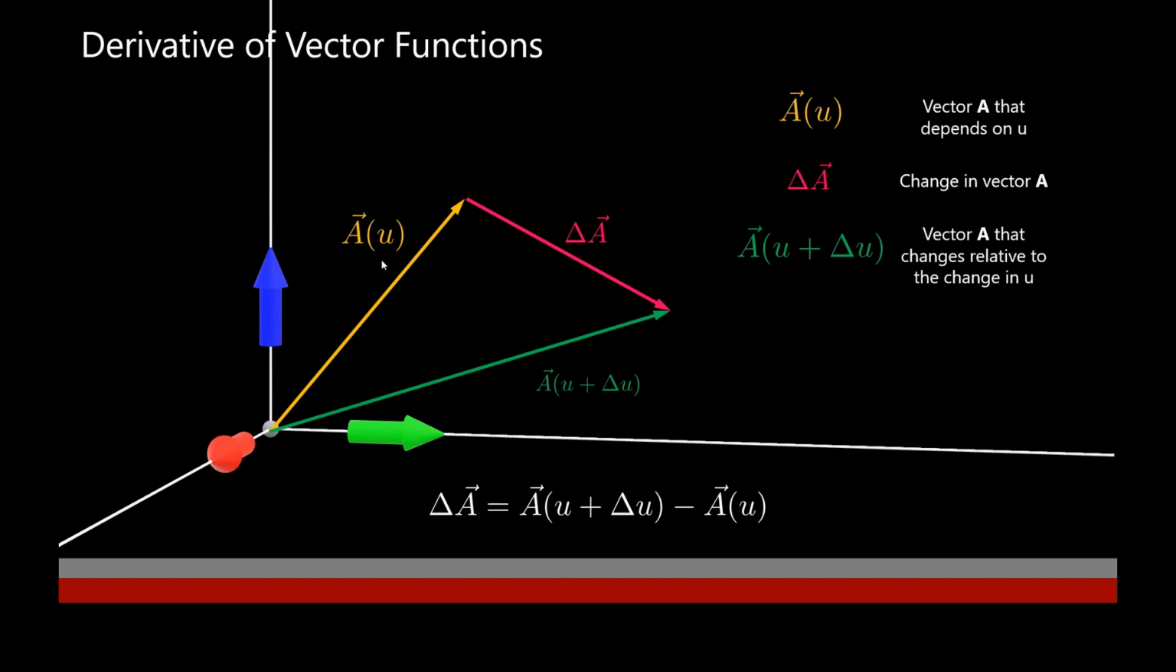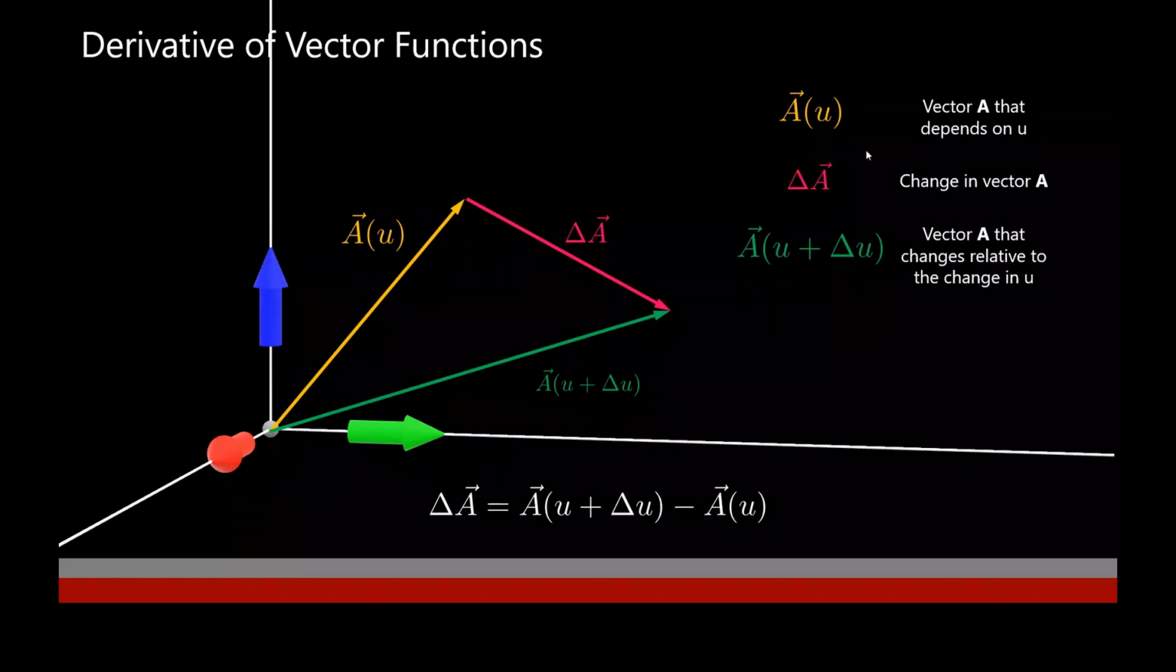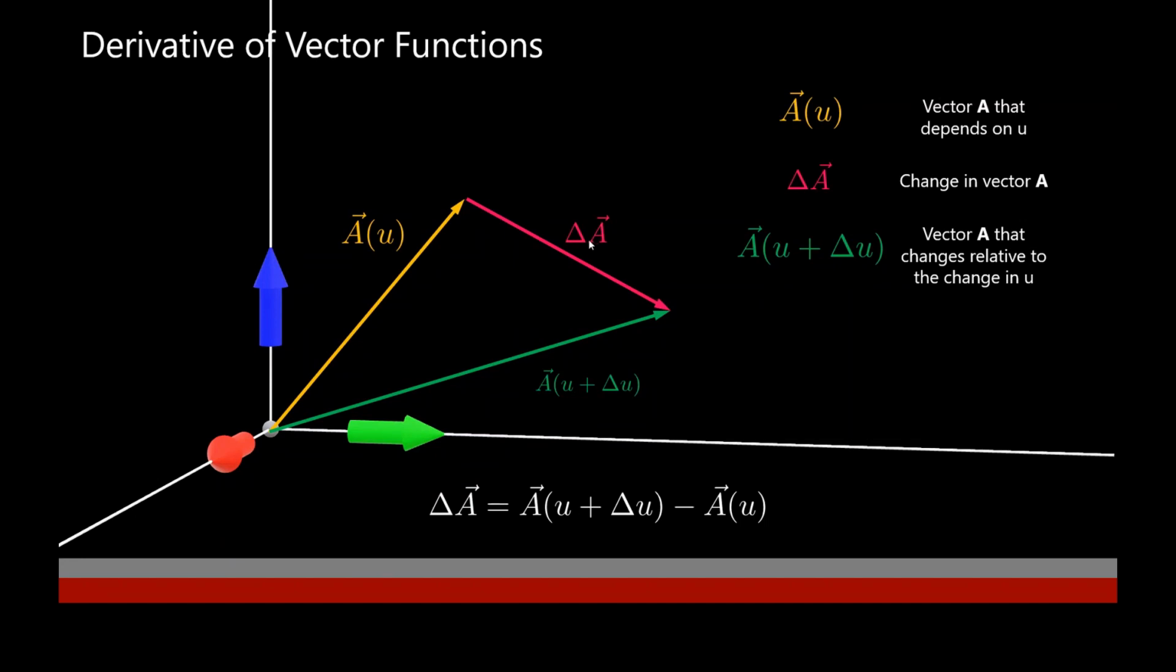And then let's say you change the value of u by some value delta u here. Since the vector A depends on u, whatever changes happen to u will also happen to your vector A. That's why when you add delta u into u, it will have an effect on vector A and it will change. So this green vector here would be the result. This is your vector A that changes relative to the change in u. And if you look for how much your vector A changes, this delta A vector here will show you the change in that vector.